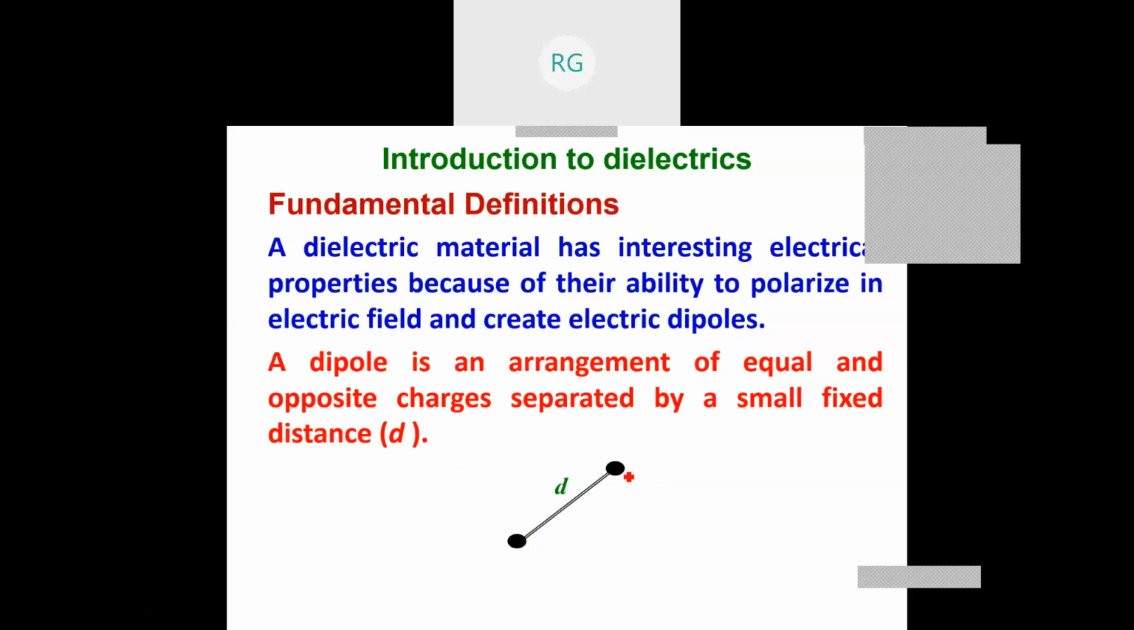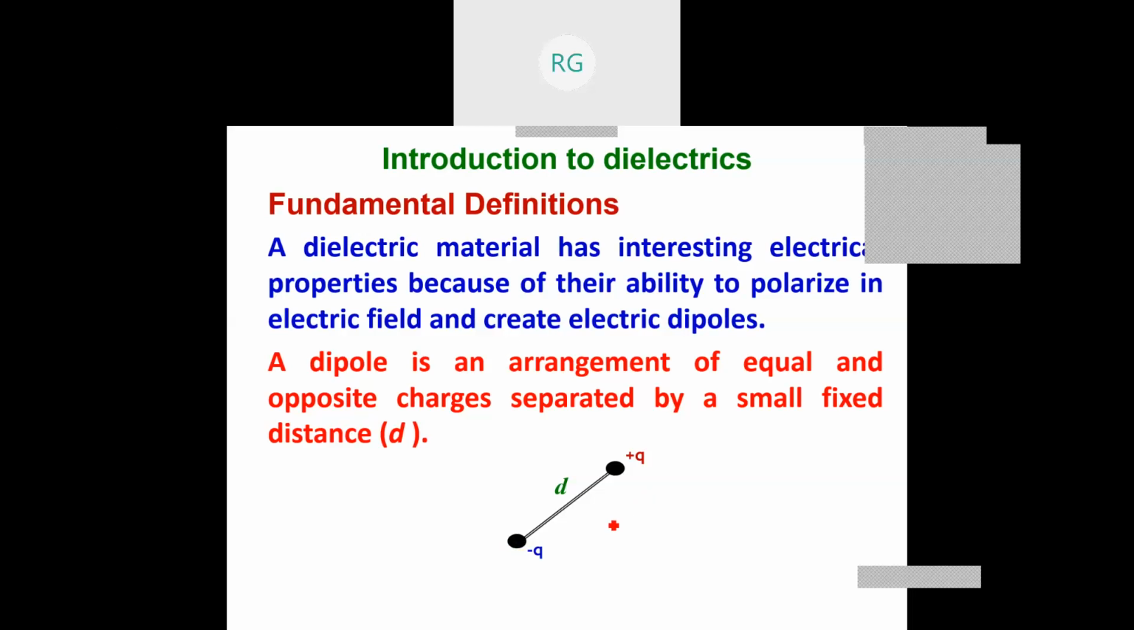This we have already seen in magnetic materials: two equal and opposite poles, north pole and south pole, separated by a fixed distance is called a magnetic dipole. Here two charges, equal and opposite, a positive charge and a negative charge of q separated by a fixed distance d, we call it an electric dipole. And this electric dipole is formed within the substance because of atomic, molecular, or ionic arrangements.